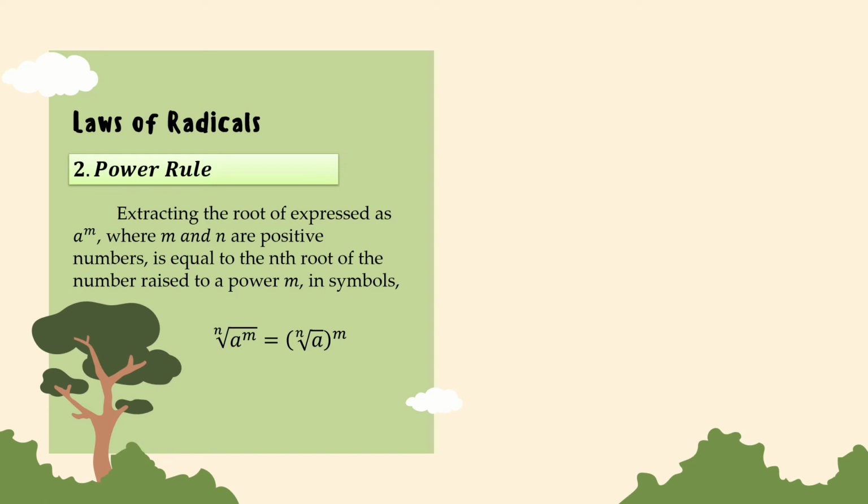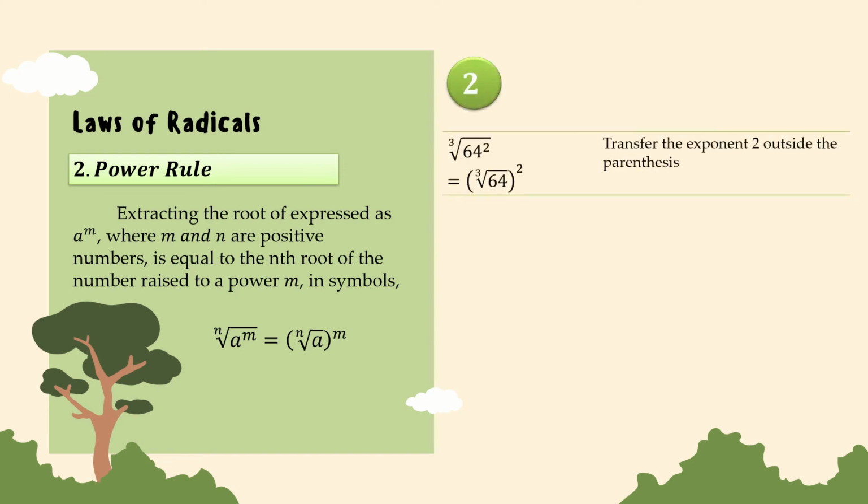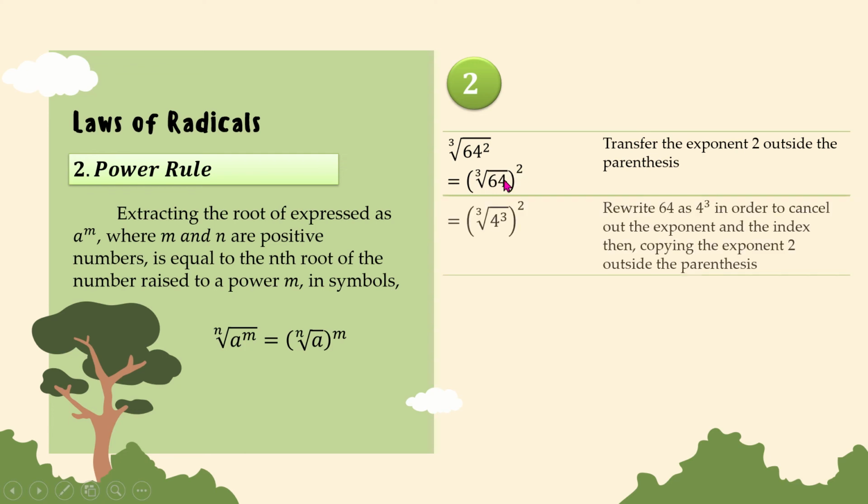Second example for rule number 2, the power rule. Given is the cube root of 64 squared. First is to transfer the exponent 2 outside the parentheses. So, I have the exponent 2 outside the parentheses.